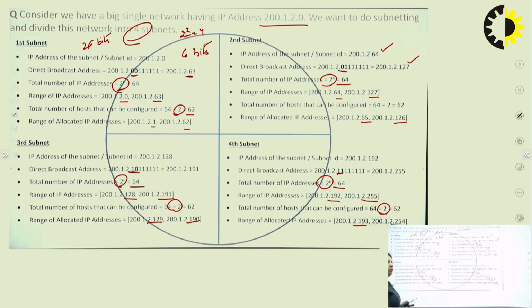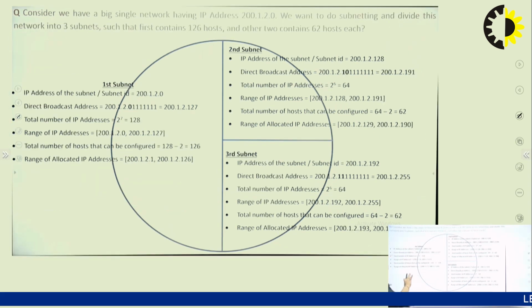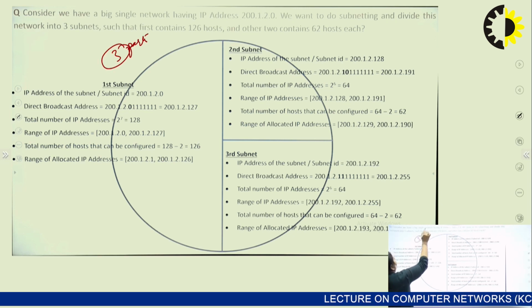So this is how you can divide your network into 4 subnets. This is the fixed length subnetting. Now consider the last situation, that is variable length subnetting. In variable length subnetting, you have to divide the network into 3 parts now.